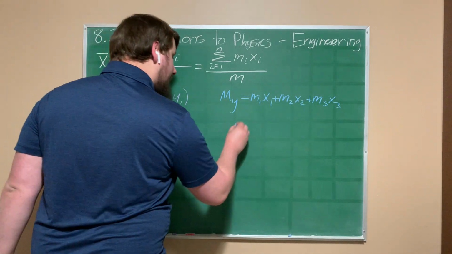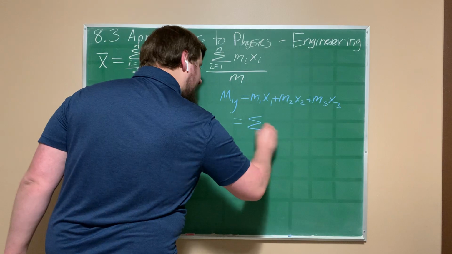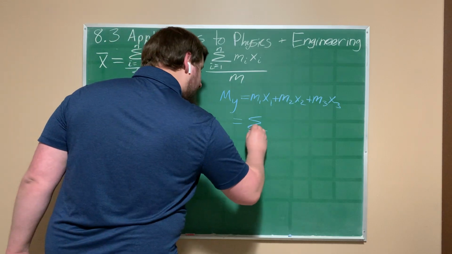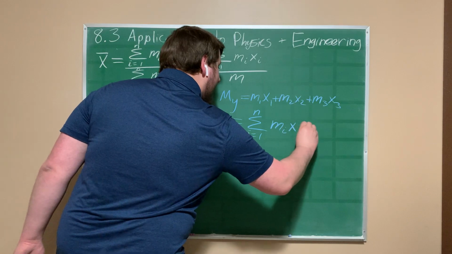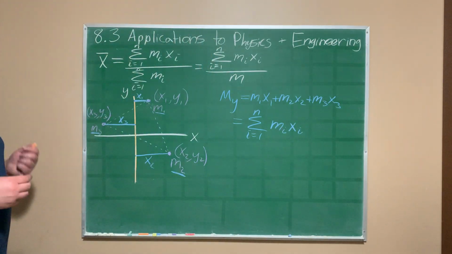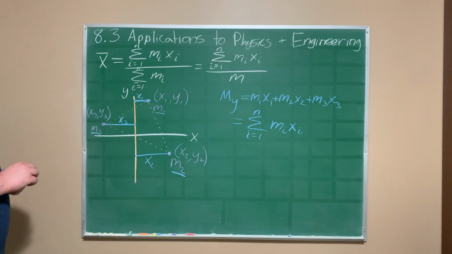And so in general, the moment with respect to the y-axis can be found by taking the summation from i equals 1 to n of mi times xi. So that is the moment with respect to the y-axis.